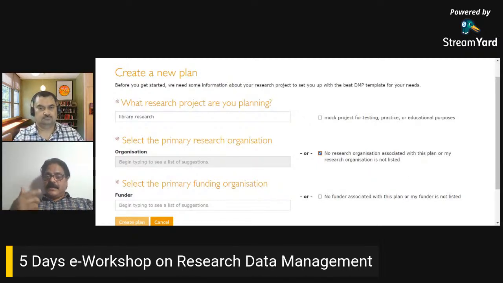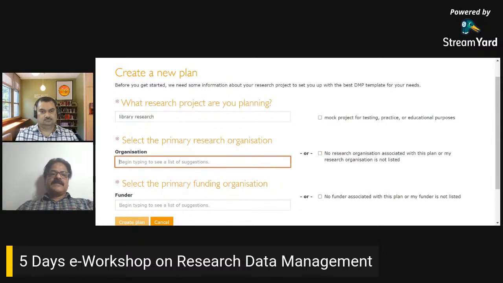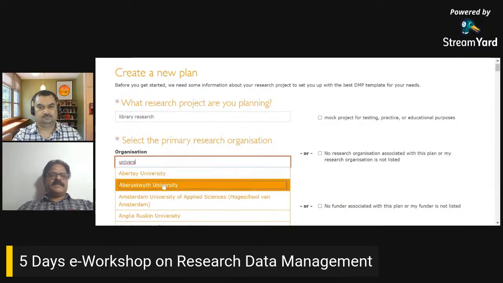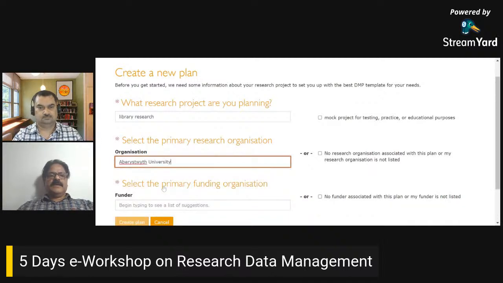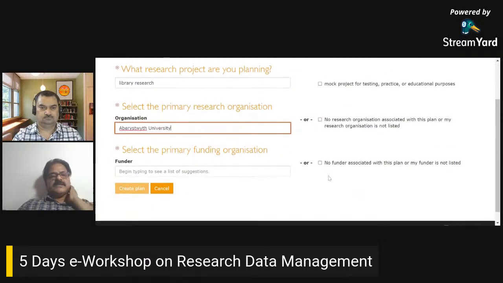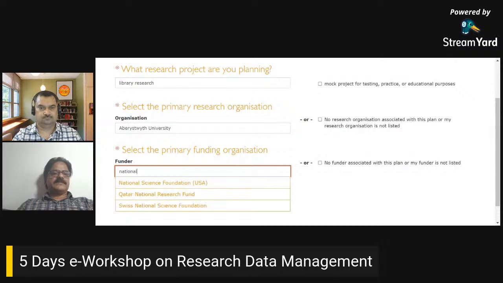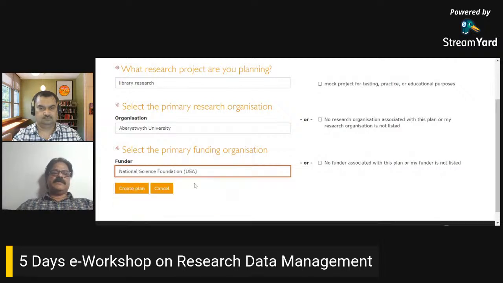Another thing is that if you are getting funding from a research organization, then you can select that organization here. For example, let me select Aberystwyth University. Otherwise, you can click here, no research organization associated, and the funder also. If you get funding from, for example, the National Science Foundation USA, I'm just taking an example. Otherwise, you can click here, no funder associated with this plan. Then create plan.